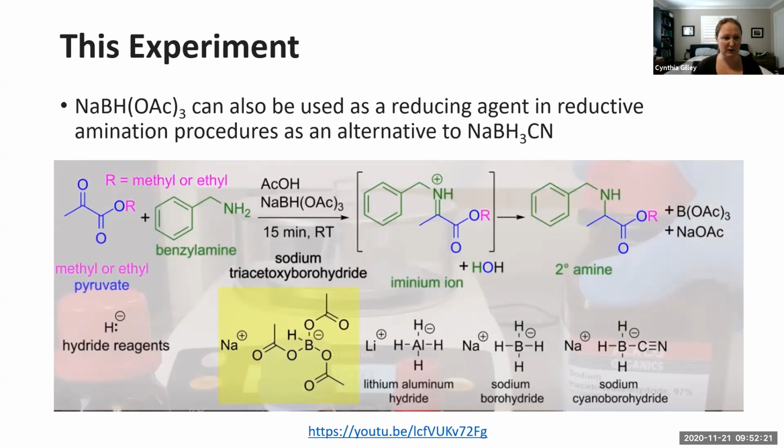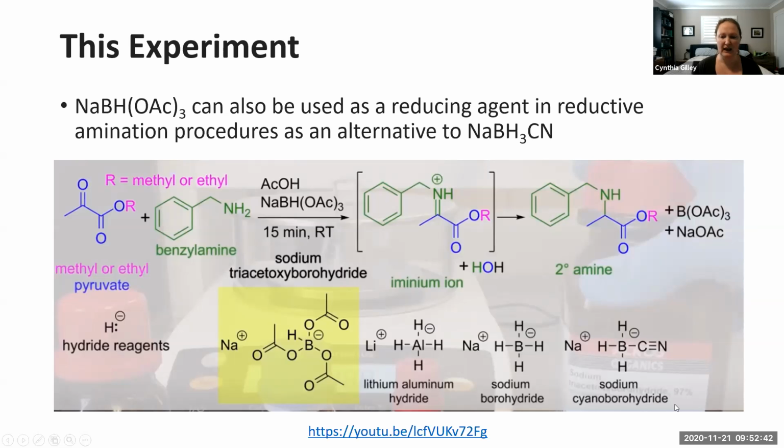Remember that those are not used because those could potentially reduce the ketone, giving a side product or byproduct that we don't want. In addition, lithium aluminum hydride could also reduce the ester in the methyl or ethyl pyruvate, which would be, again, an undesired reaction.